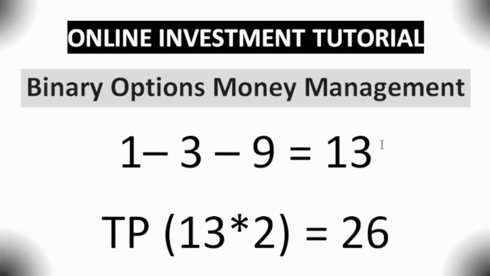If you lose this much amount, then stop trading, and don't stop until you reach this profit. Once you reach this $26 profit, that is 13 into 2, then you need to stop trading for that day and trade again on another day. So this is as simple as this.